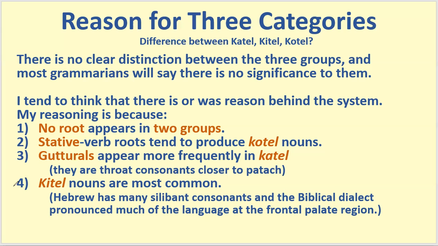Furthermore, kittel nouns are the most common. Well, incidentally, Hebrew has a bunch of sibilant consonants, which are pronounced right behind the teeth, which is close to the front of the mouth and therefore closer to the vowel e. And besides that, the biblical dialect seems to pronounce much of the language at the frontal palate region, again, where that i sound is produced.